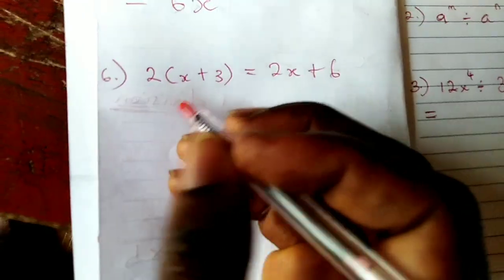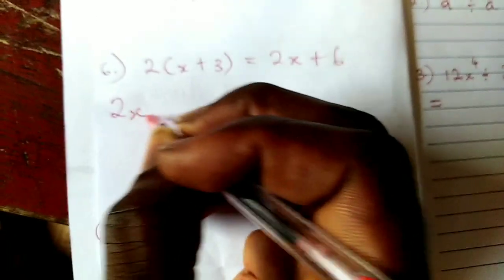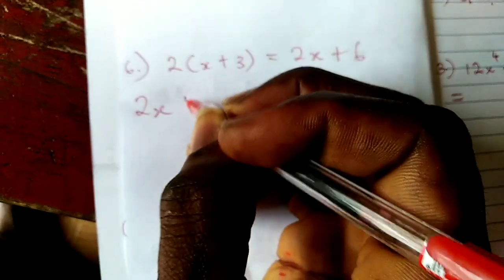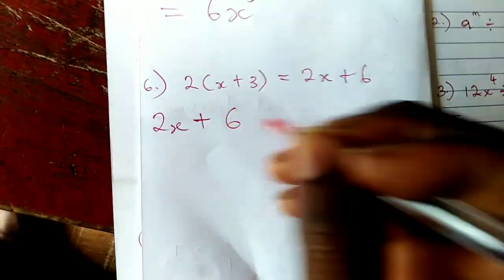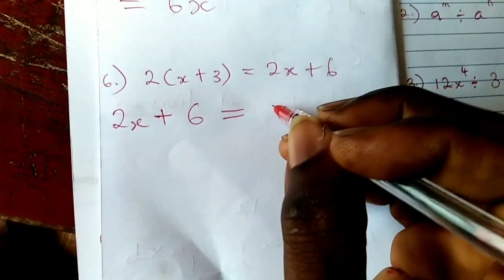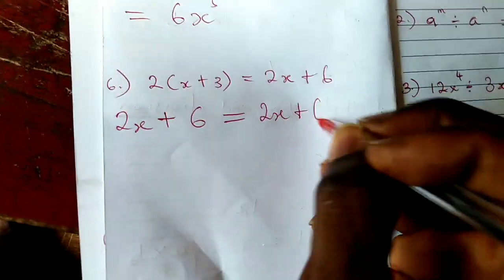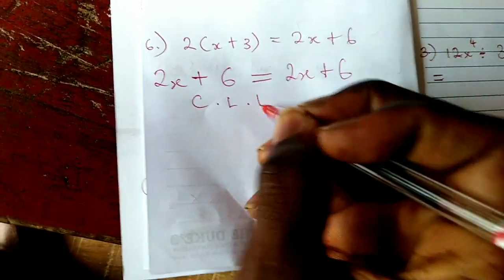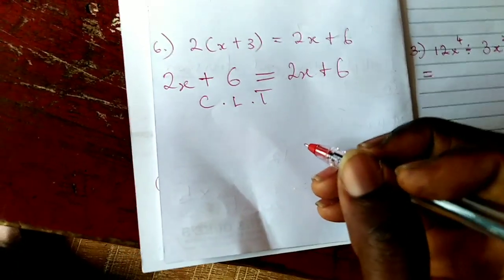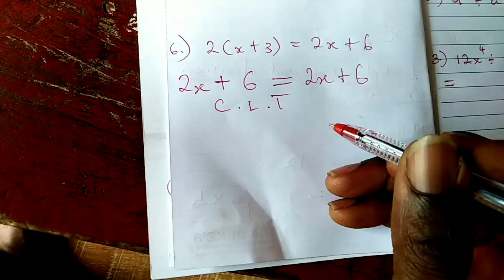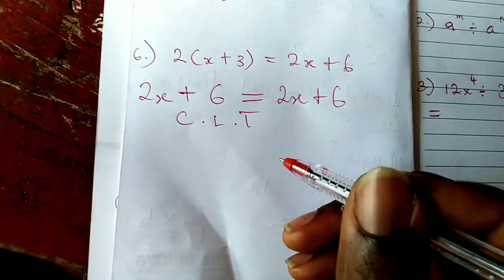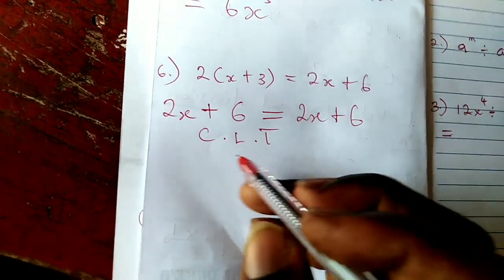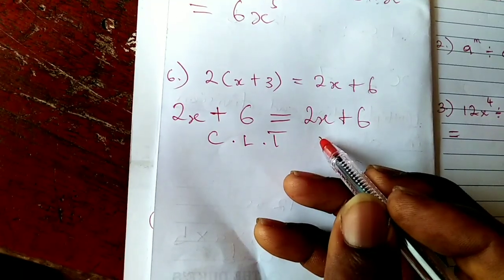That will give me 2 times x, that will give me 2x. Then the sign plus 2 times 3, that will give me 6, which is equal to 2x plus 6. The next thing I will do here is collect like terms. Like terms means numbers looking similar to one another. So here I have 2x and 2x.